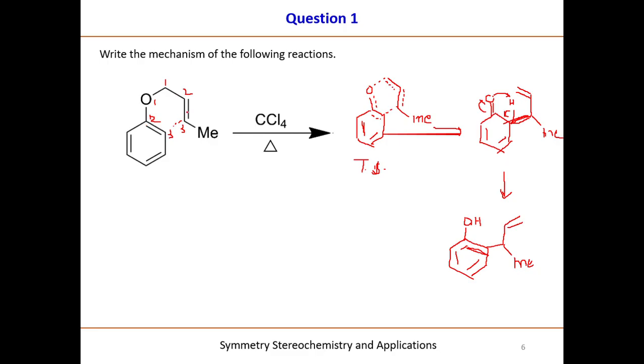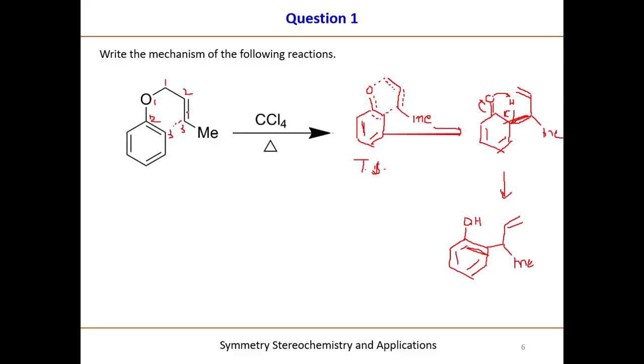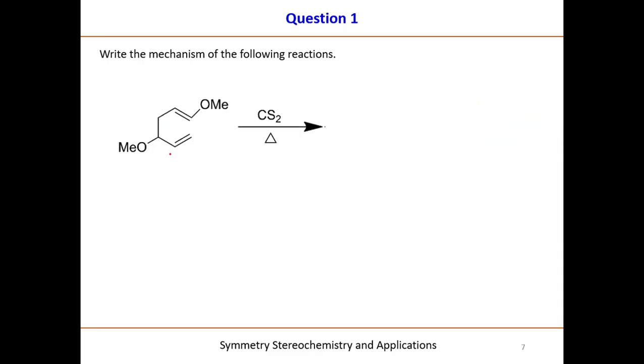The Cope rearrangement is also a 3-3 sigmatropic rearrangement, but here we don't have heteroatom involvement. In the previous case we had an oxygen atom in the 3-3 sigmatropic reaction, but here we don't have any heteroatom, only carbon-carbon bonds participate in the 3-3 sigmatropic reaction.